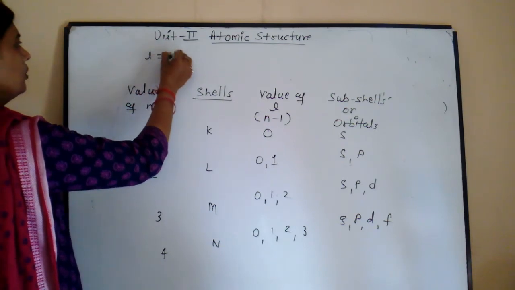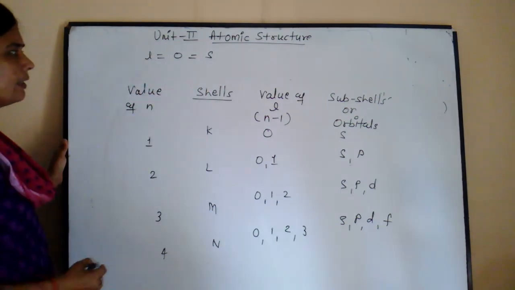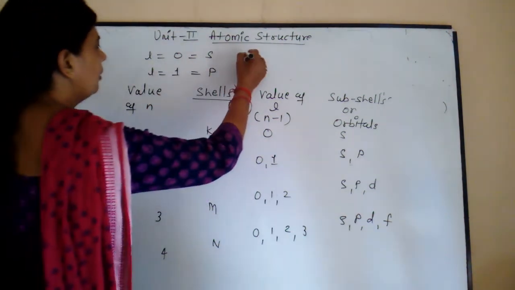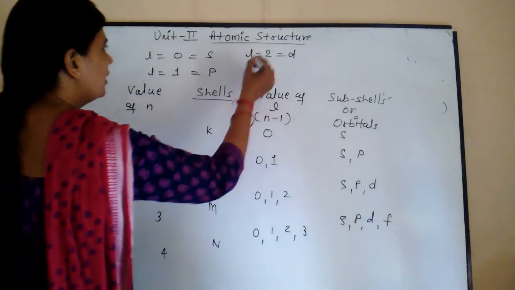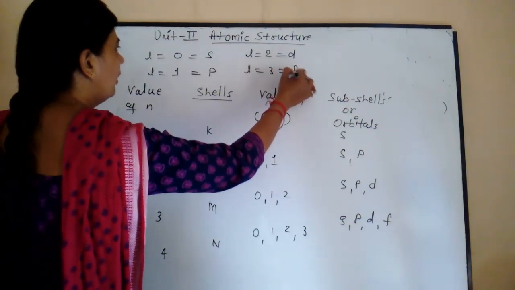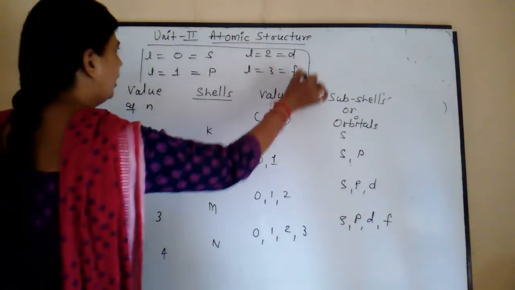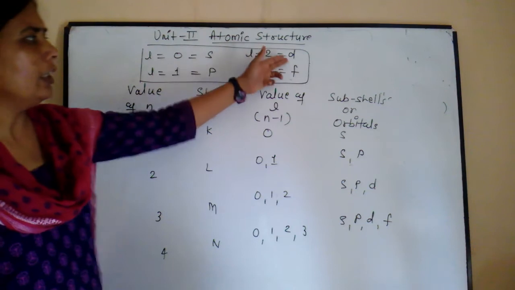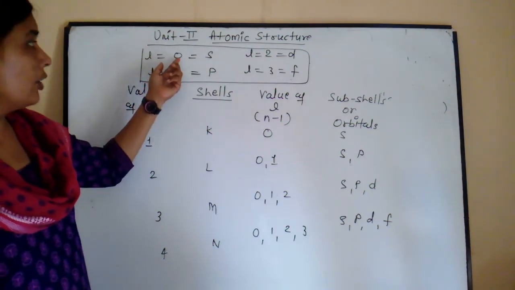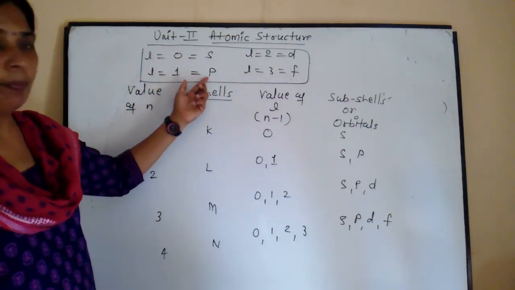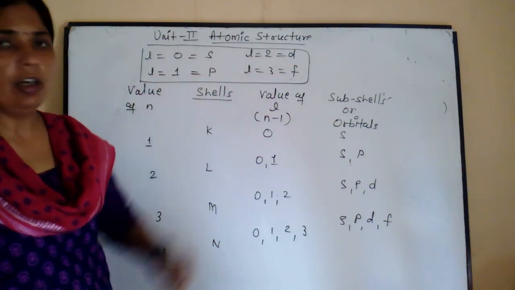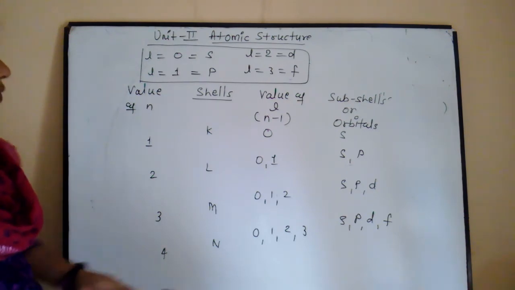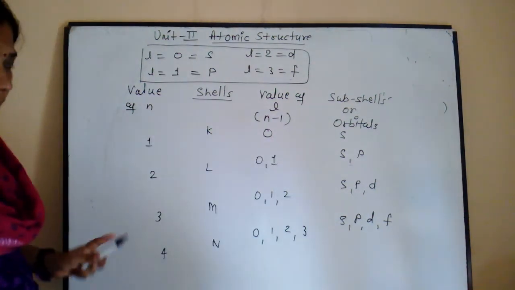So that means if l is equal to 0, the orbital is s. If l is equal to 1, the orbital is p. If l is equal to 2, the orbital is d. If l is equal to 3, it is f. So this is the main conclusion of the azimuthal quantum number. It gives the information about the orbitals s, p, d, f: 0 for s, 1 for p, 2 for d and 3 for f.